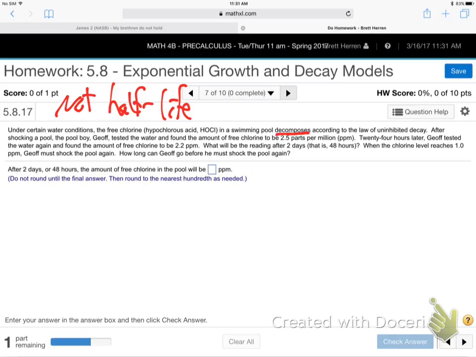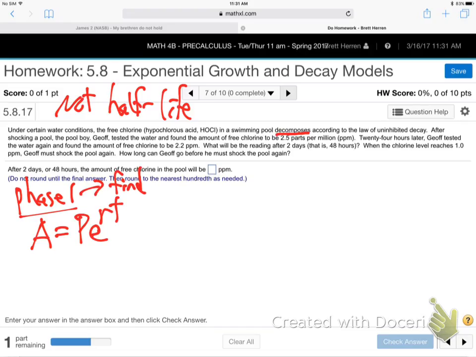So that means we're going to have to do phase 1 the long way and phase 2, right? You know how phase 1 works. We use the PERT formula. What's the goal of phase 1? Find the R. The last problem was a half-life, so we had that shortcut formula, the 0.5. But this is not a half-life, so we have to do phase 1 on our own. Okay, so let's do it. So what does it say?